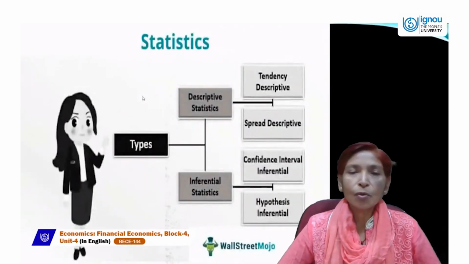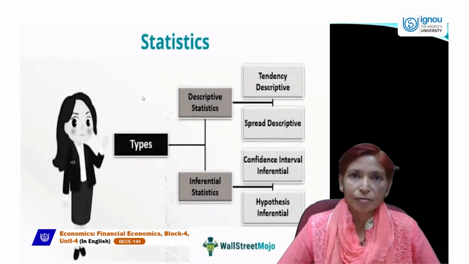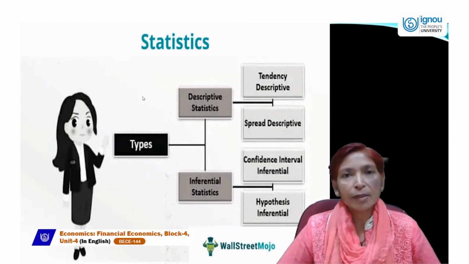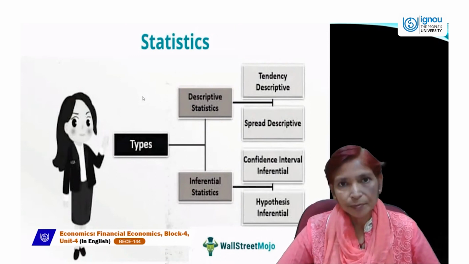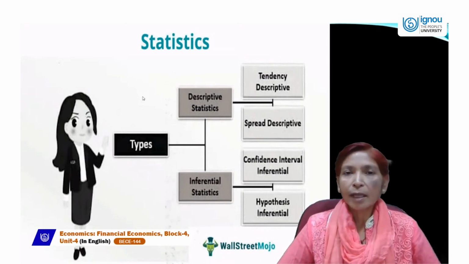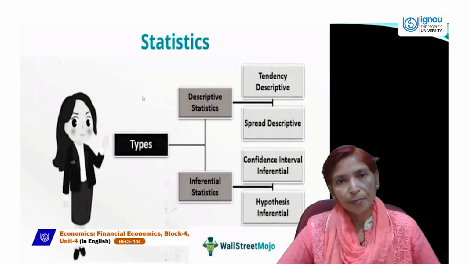Statistics has two main types: descriptive and inferential. So there are two types of statistics, descriptive and inferential. In descriptive statistics, we organize the data and summarize the data. These two things are included in descriptive statistics.